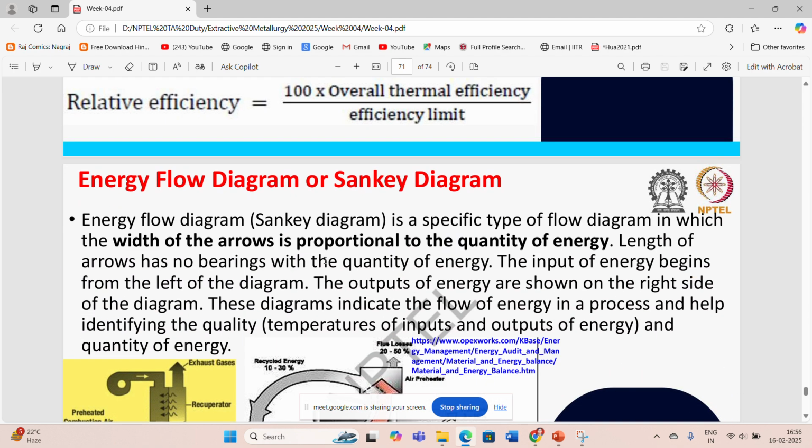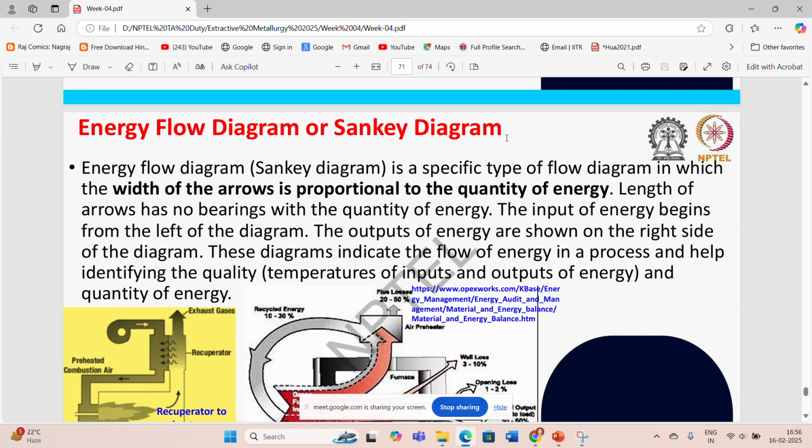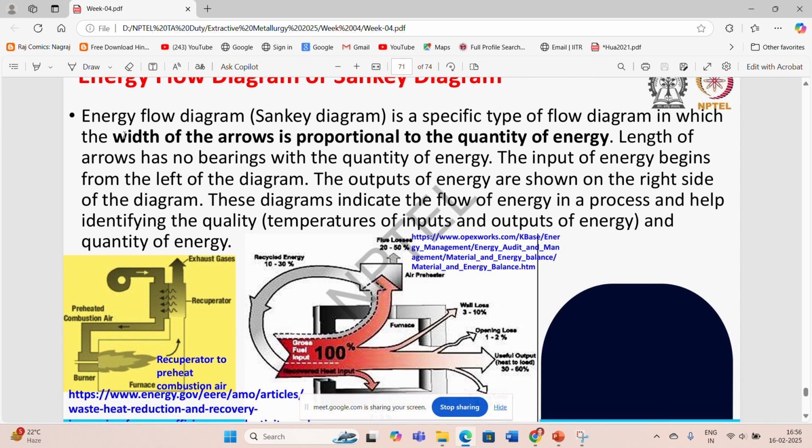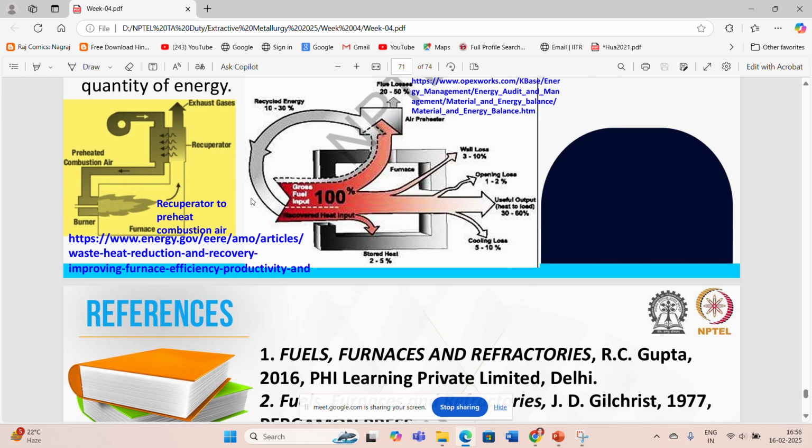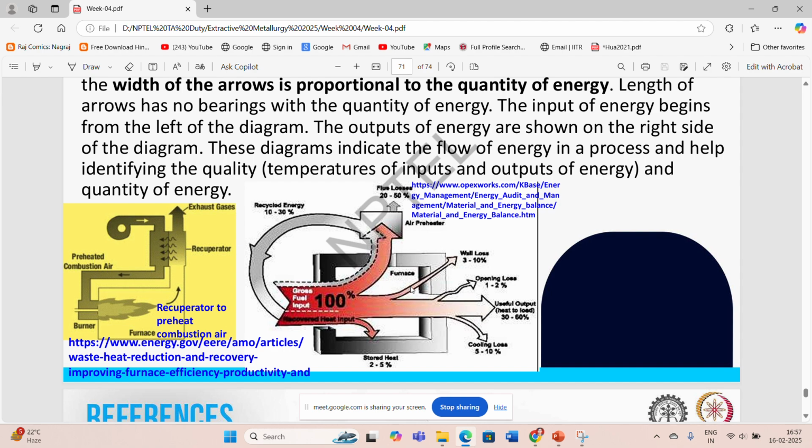There are energy flow diagrams, or Sankey diagrams. An energy flow diagram is a specific type of flow diagram in which the width of the arrows is proportional to the quantity of energy. The length of the arrows has no bearing on the quantity of energy. The input of energy begins from the left of the diagram, and the outputs of energy are shown on the right side. These diagrams indicate the flow of energy in a process and help identify the quality and quantity of energy, like temperatures of inputs and outputs of energy. So with the help of these Sankey diagrams, we can determine those things.